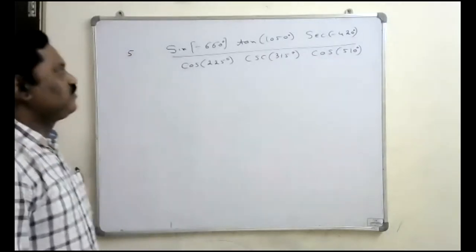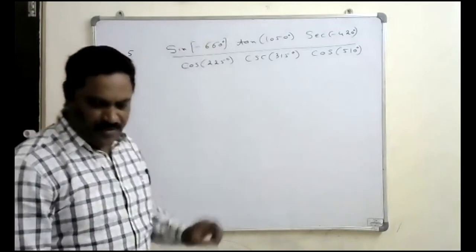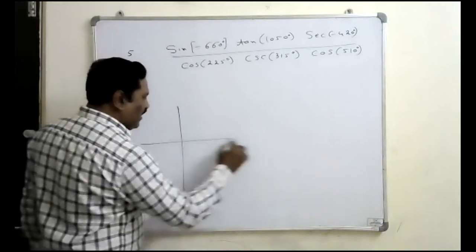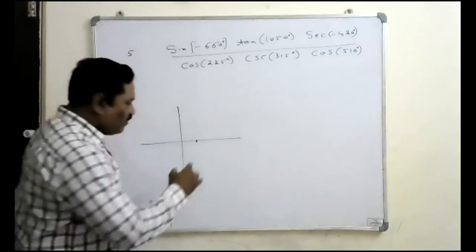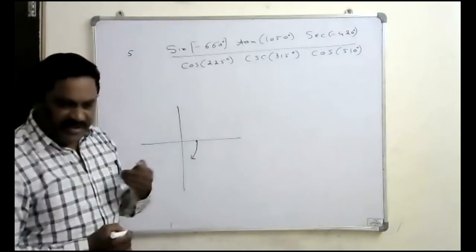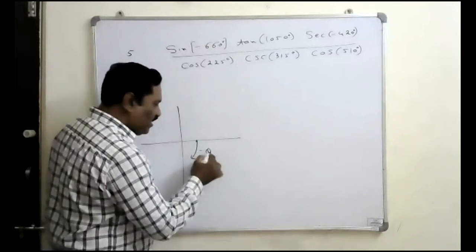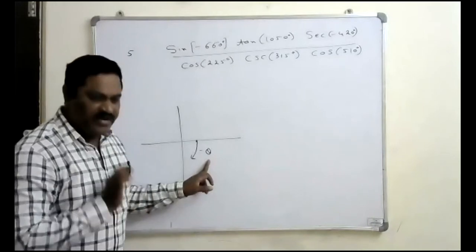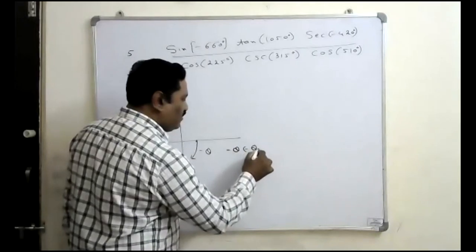Just observe here. To solve this problem, since there is a negative sign, remember that while measuring angles, we start to measure from the positive x-axis. From there, if we measure the angle in the clockwise direction, that angle is taken as negative. That's why if theta is an acute angle, then minus theta lies in the fourth quadrant.